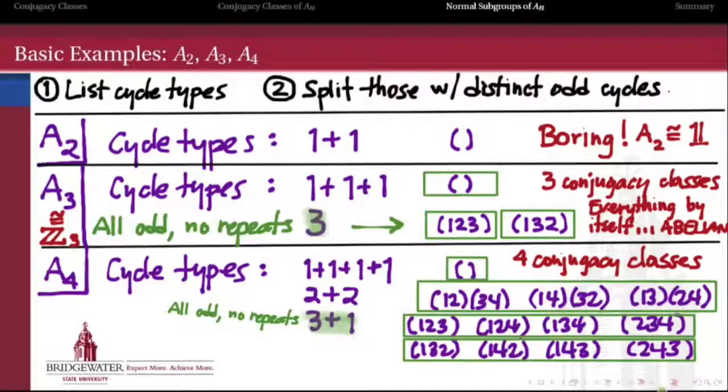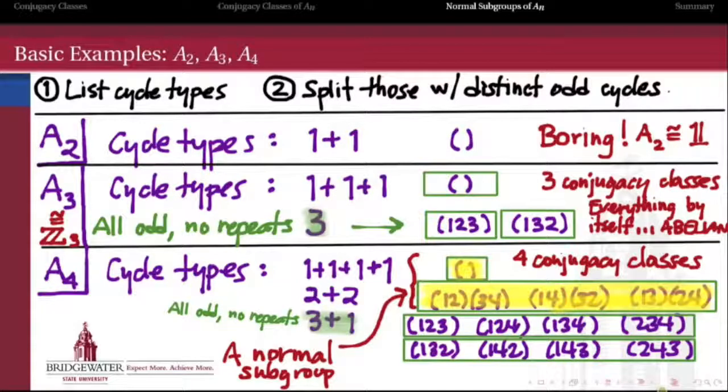You'll also notice that if I take the first and second conjugacy classes I've listed here and I take their union, that I actually do get a normal subgroup of A4. In fact, it's a normal subgroup that's isomorphic to Z2 cross Z2, the Klein 4 group.